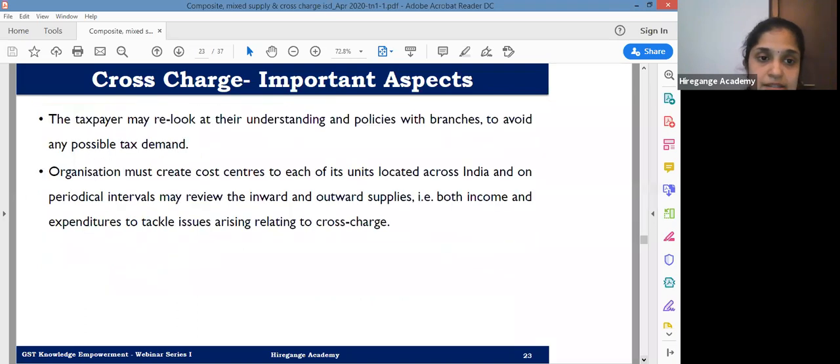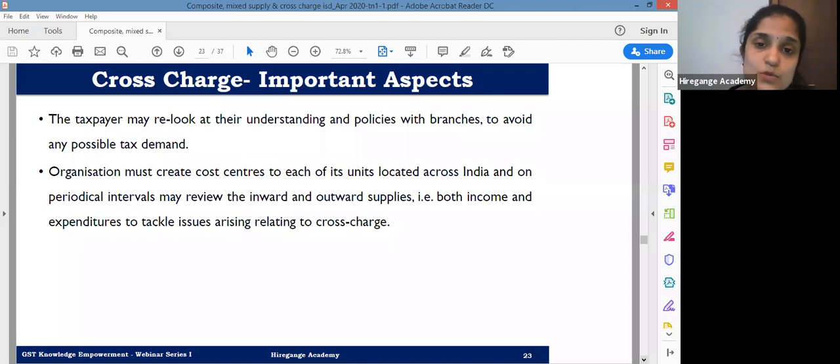Okay, next. What are some other important aspects which we may like to look at? The taxpayer may like to relook at the understanding and look at the policy with the branch, because sometimes they may think even cash transfers or fund transfers are taxable. That's not the case. If there is no supply of goods or supply of service, and only fund transfers are being done to augment some shortage of cash at the other location, it does not automatically mean a cross charge is required.